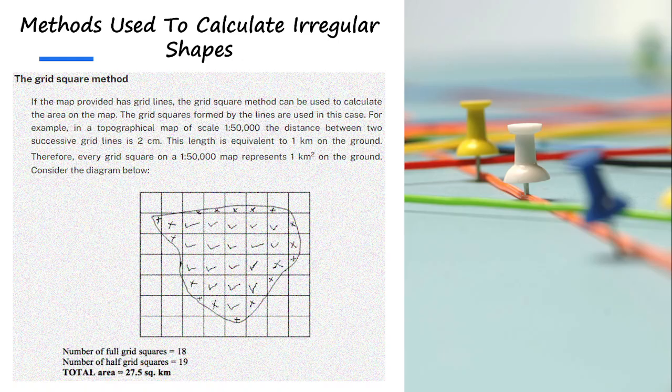Therefore, every grid square on this scale map represents 1 square kilometer on the ground. Now consider the diagram below. We've marked the full squares and the half squares. The number of full grid squares is 18 and the number of half grid squares is 19. So the total area will be equal to 27.5 square kilometers.